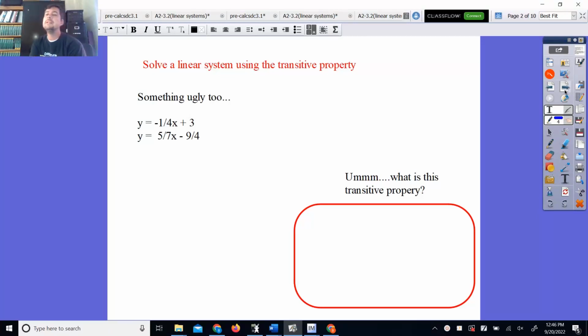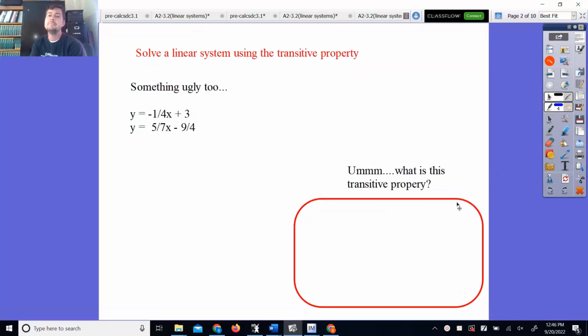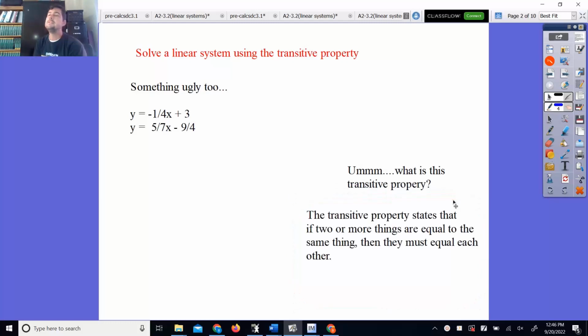Okay, so what is the transitive property? The transitive property states that if two or more things are equal to the same thing, then they must equal each other. It's that simple. So let's just pretend that Austin weighs 210 pounds, which means he weighs the same thing as me. And let's just pretend Fat Thor weighs 210 pounds. What's true about Fat Thor and Austin? They weigh the same because they were both equal to who? Me. That's the transitive property.